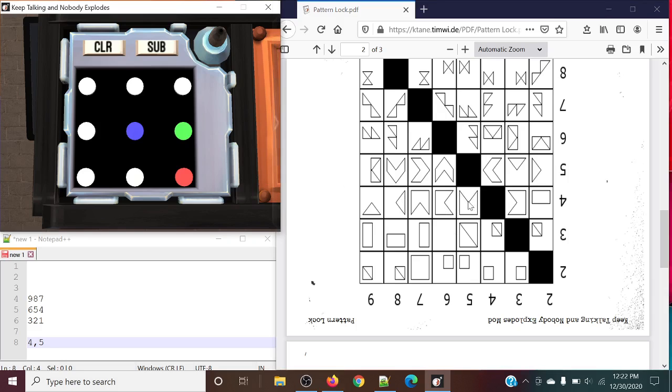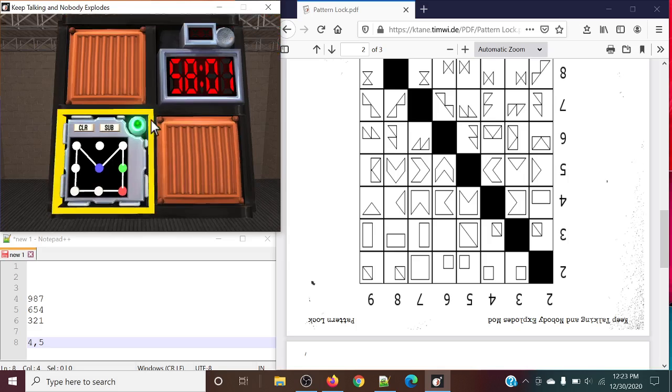So we're going to do, preferably, let's go down the columns. So we have 1, 2, 4, 2, 7, 2, 8, 2, 9, 2, 6, 2, 3, and then 2, 5, and then back to 1. And just like that, let's press submit. And just like that is the solved module.